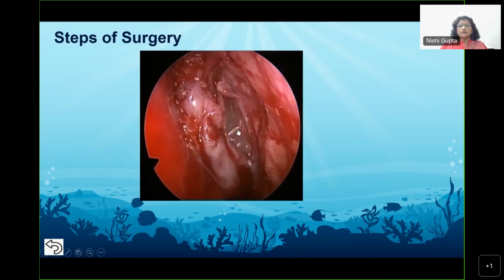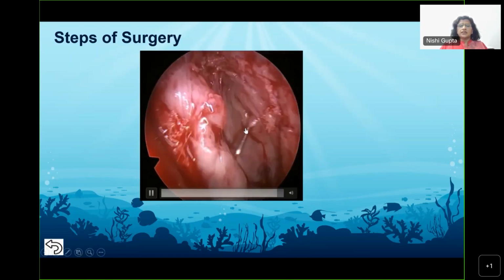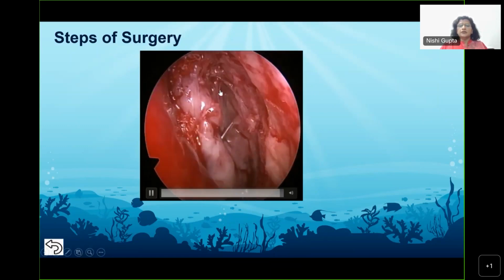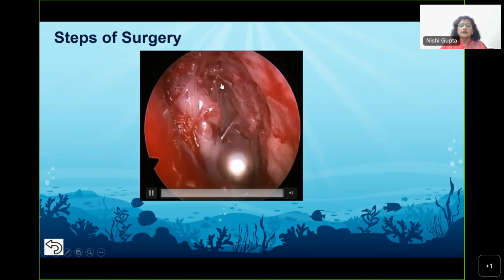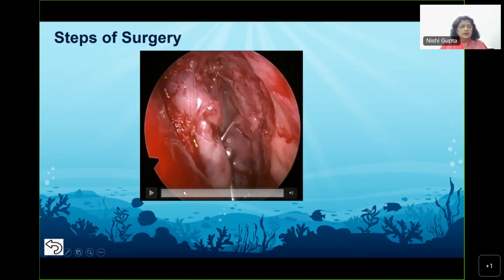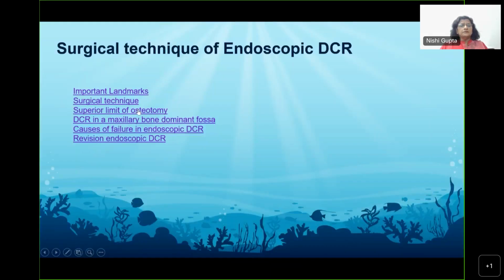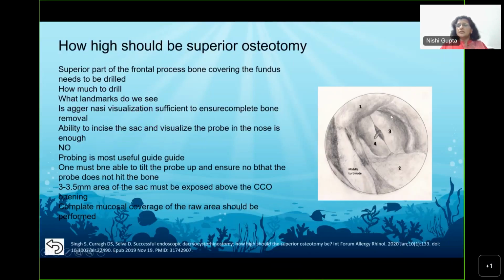Look at the common canaliculus. It's a beautifully exposed sac with so much of a portion above the common canaliculus, which is a key factor. And I'll be talking about why I'm saying this, because this is a schematic diagram of exactly the same patient that I just showed you. That's the probe through the common canaliculus. And this is the 360-degree mucosalization of the ostium that we have created.